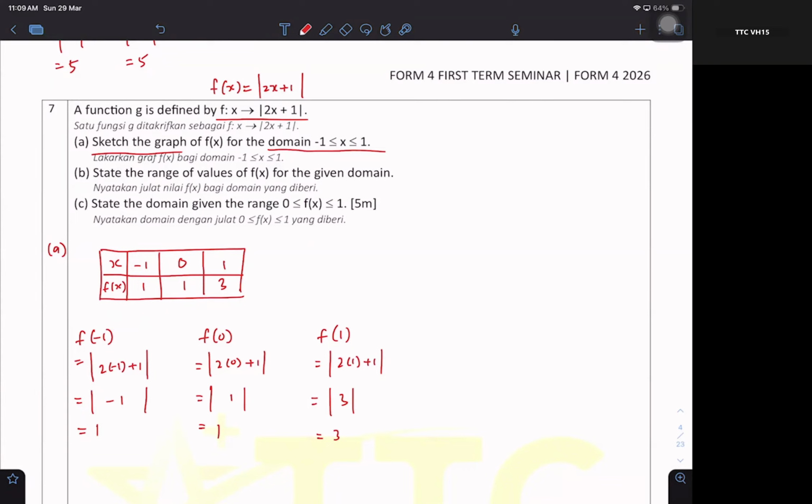Okay. Now once you have all this ready, you can draw the graph. No need to use graph paper. First you draw the y-axis and the x-axis. Your x-axis is x. Your y-axis is f(x). Don't write y. Write f(x) because this question is f(x). Then you use all these coordinates. The first coordinate is negative 1, 1. So it's here.